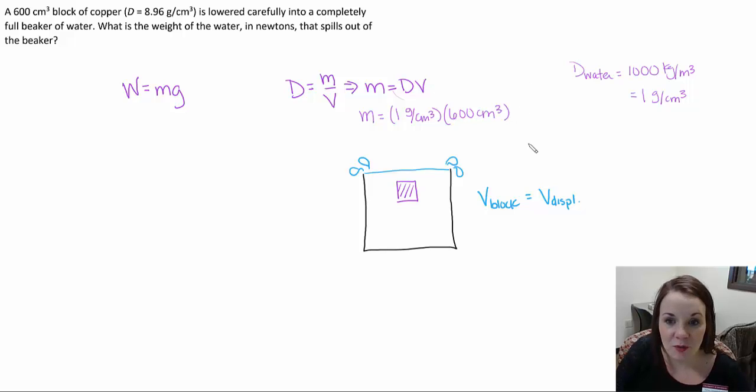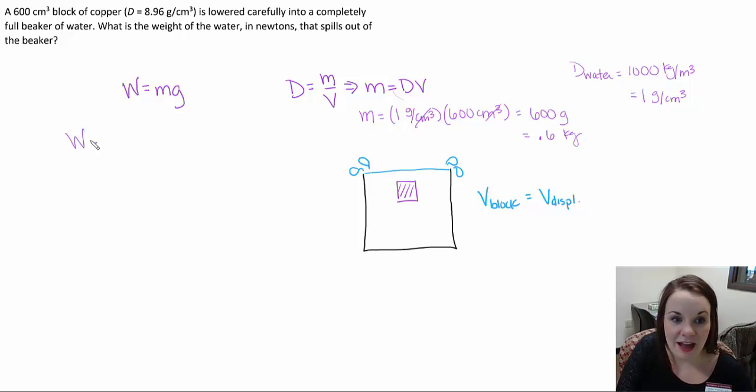And then the volume we said will be the same as the volume of the block because that's what's going to be spilled out of the beaker. And that's 600 centimeters cubed. The centimeter parts cancel and we're left with a mass of 600 grams. Now before I can plug that into my weight equation, I need my mass in kilograms. So I divide by 1,000 and I get an answer of 0.6 kilograms.